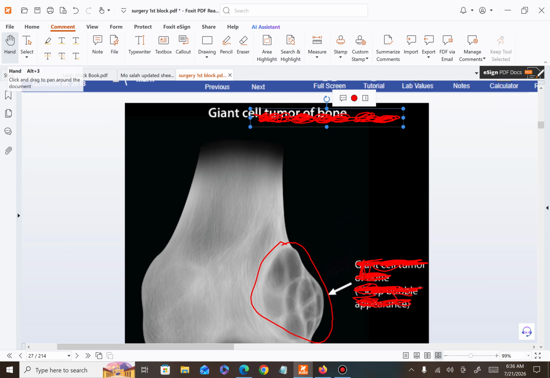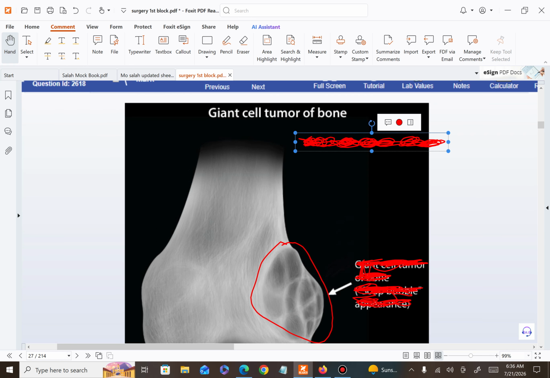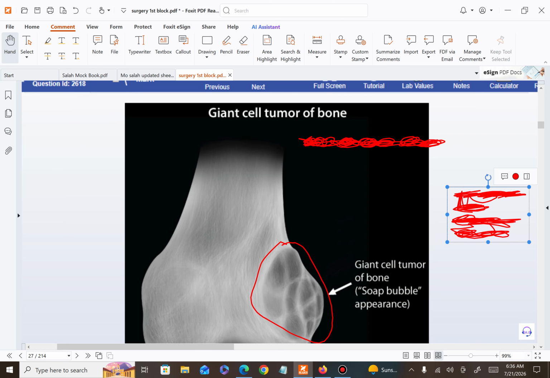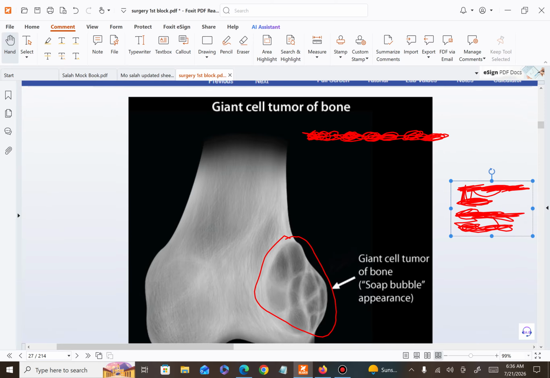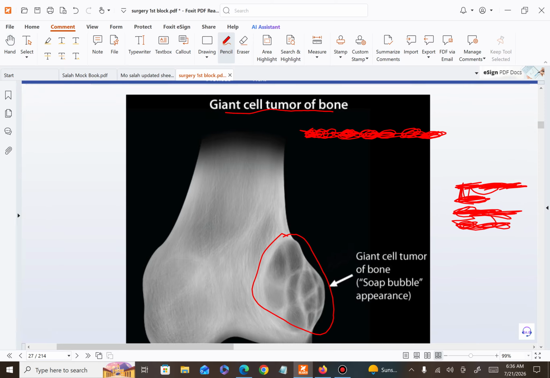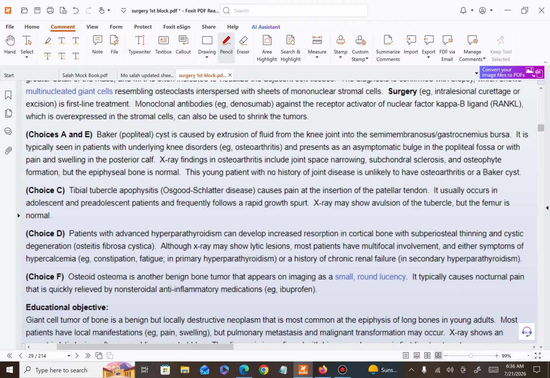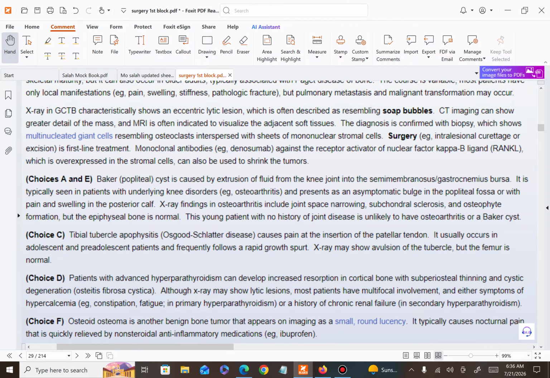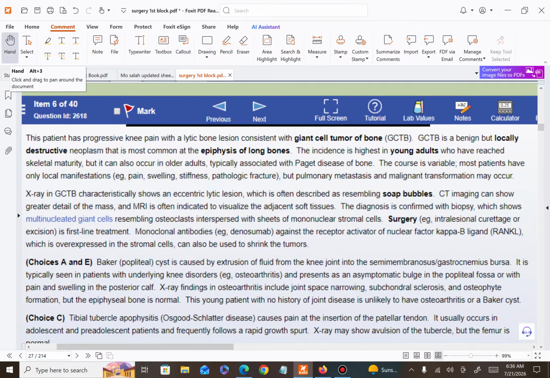So this is a giant cell tumor. Giant cell tumor of the bone is a benign tumor, and it causes lytic lesions, which are called soap bubble appearance, on the epiphysis of the bones. The patient has progressive knee pain with a lytic bone lesion consistent with giant cell tumor of the bone.